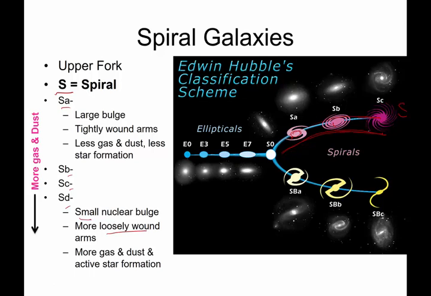As you go from the center of the fork to the ends of the fork, I always figure it's sort of like a rose opening. The center is more like that tightly wound, tight center. And as the rose sort of opens, you end up with a larger, looser structure, and the center is actually smaller instead of a dense center. So that's the S's. There's more gas and more active star formation in the far SCs and SDs than there are in the closer SAs.